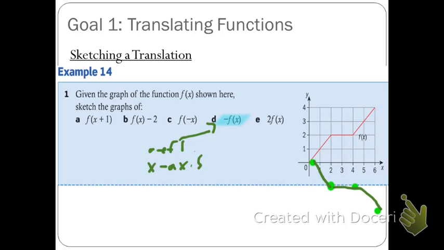Now you know how to translate functions. You also, this is incorrectly labeled, know how to reflect functions.